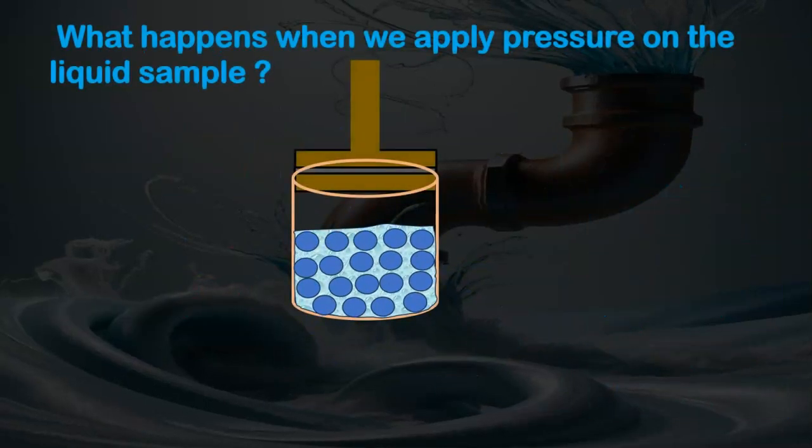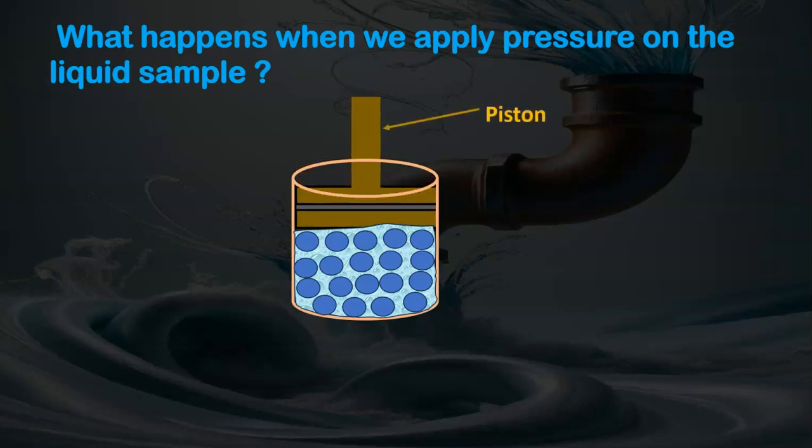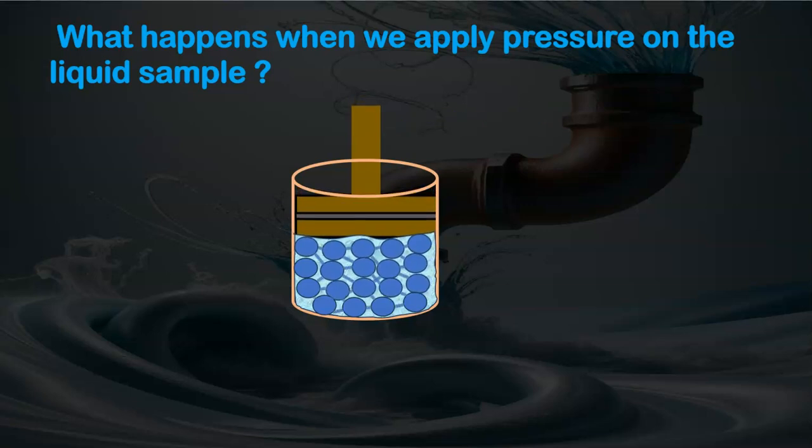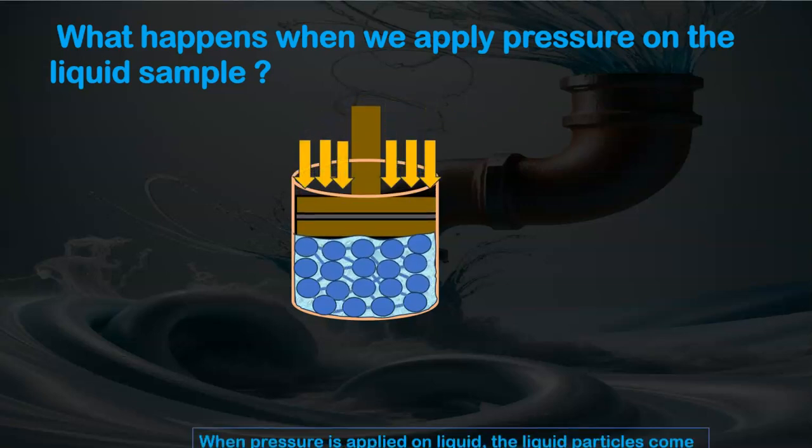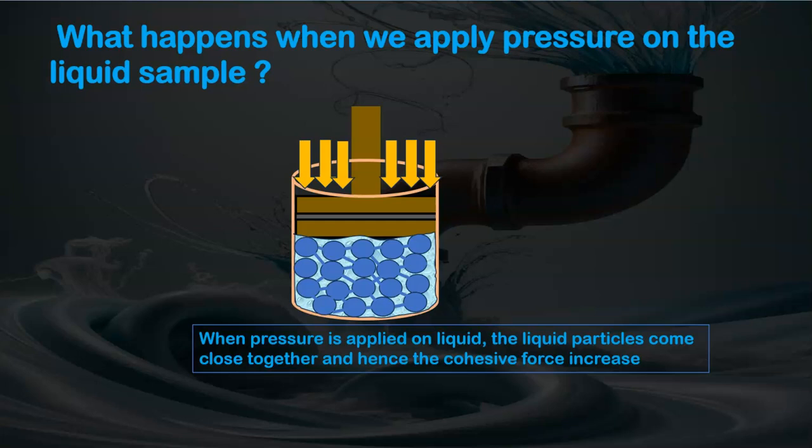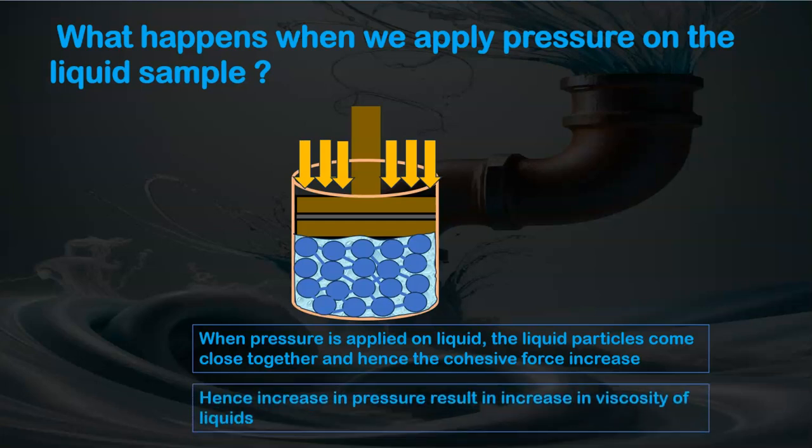Now, what happens when we apply pressure on the liquid sample? So it's a liquid sample, and we are applying the pressure by the piston. So when pressure is applied on liquid, the liquid particles come close together, and hence the cohesive forces increases. Hence, increase in pressure result in increase in viscosity of liquids, because when the particles come close together, the cohesive bond increases.